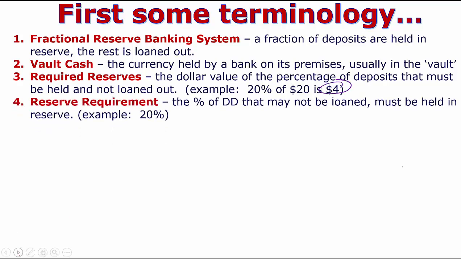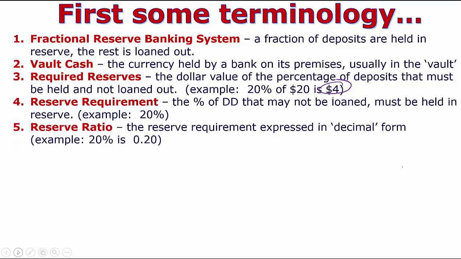Next, reserve requirement. This is the percentage of demand deposits that may not be loaned and must be held in reserve. So from our example before, the reserve requirement was 20%. Number 5, reserve ratio. This is the reserve requirement expressed in decimal form. That's actually going to be important because we're going to use it in decimal form when we start calculating changes in the money supply.